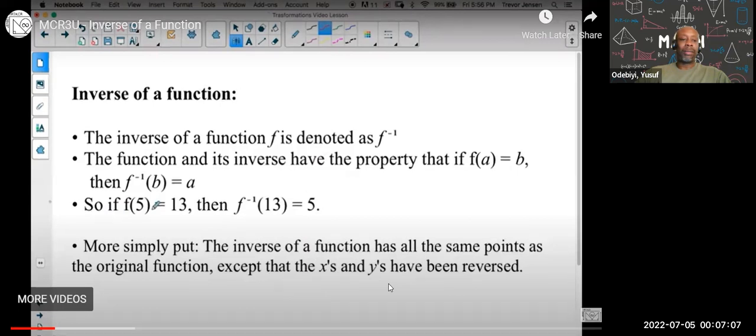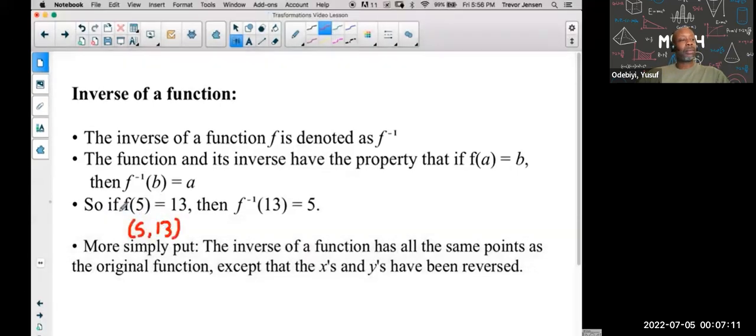Here we have the point 5 comma 13. That's what that tells us for f at x: when x is 5, y is 13. But for the inverse of f at x, when x is 13, y is 5. So all that's happened is the x and y coordinates have just swapped with each other. So the inverse of a function has all the same points as the original, except the x's and y's have been switched with each other or reversed.